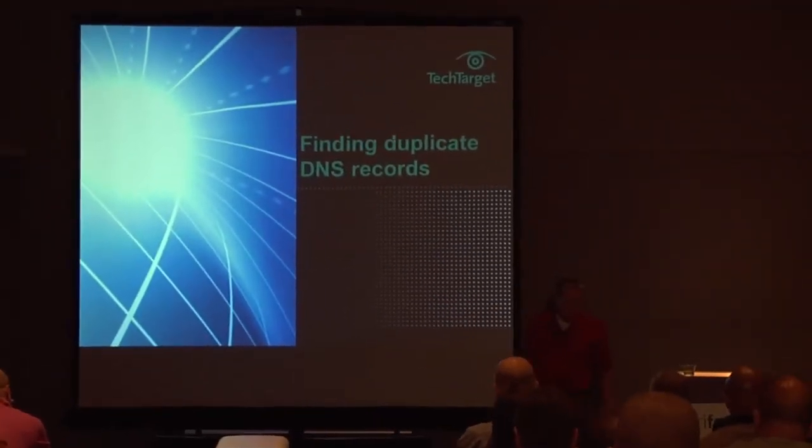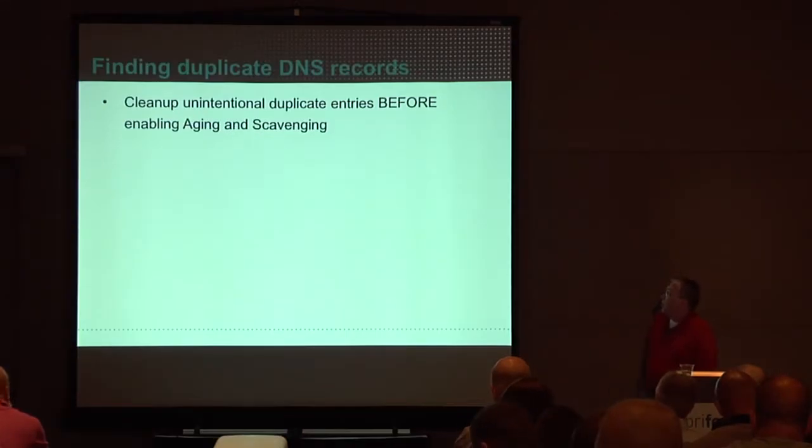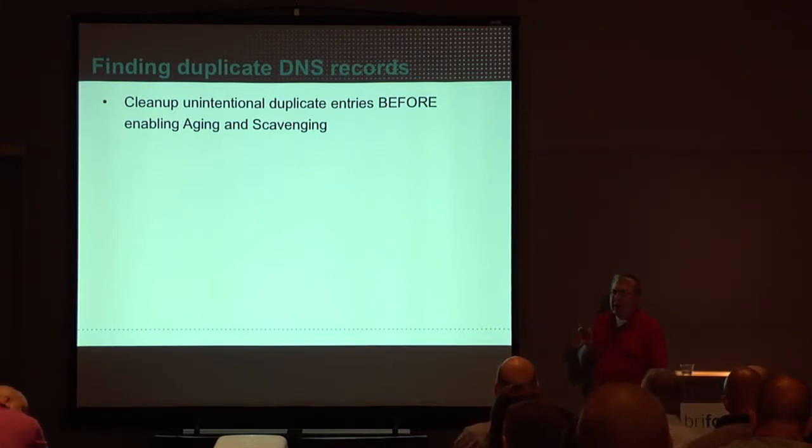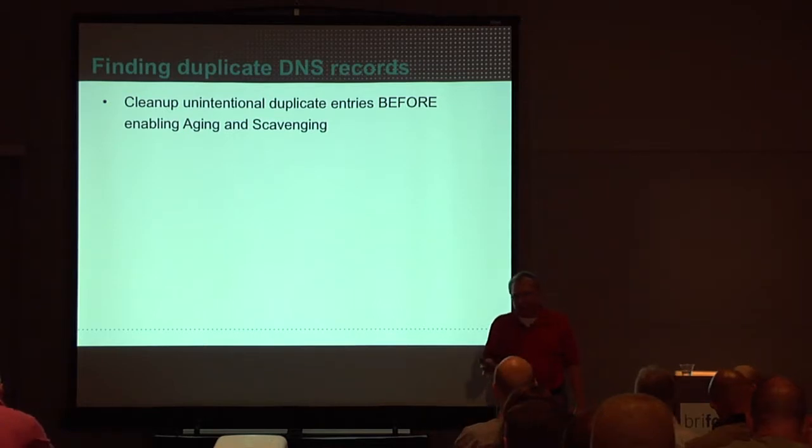So, now how do we find our duplicate DNS records? First thing I recommend is that you clean up your unintentional duplicate entries before you enable aging and scavenging. It's not necessary. It's not required. It's not mandatory. I recommend you do it because most people don't know what's in their DNS. This gives you a chance to go through DNS and clean up stuff.